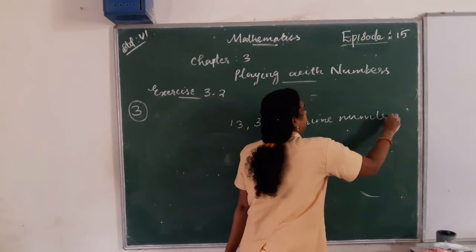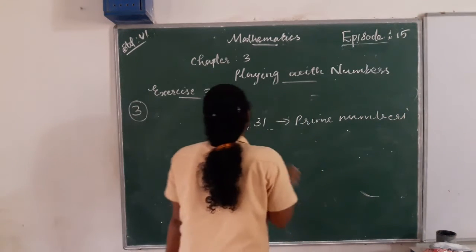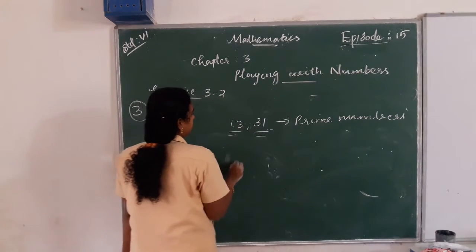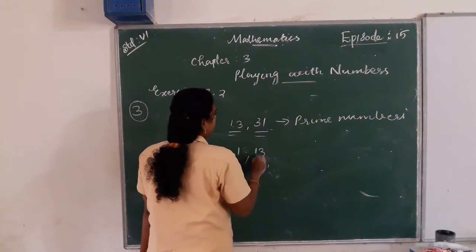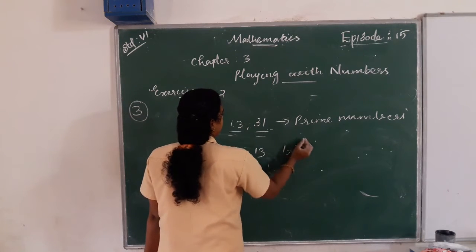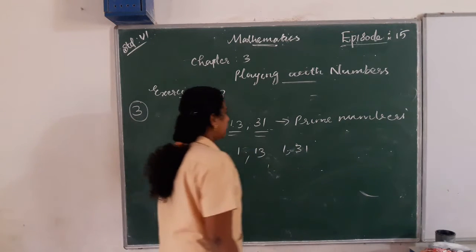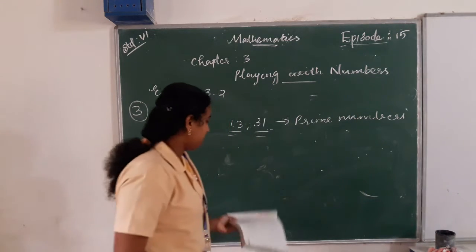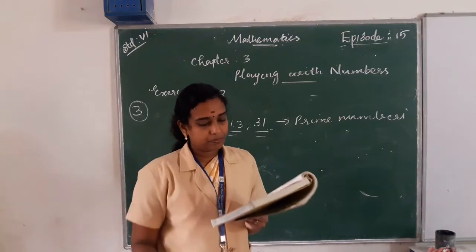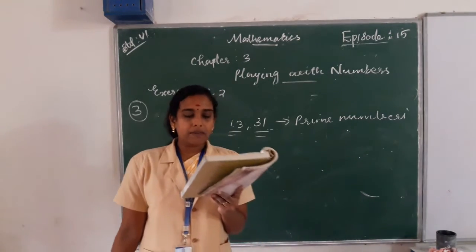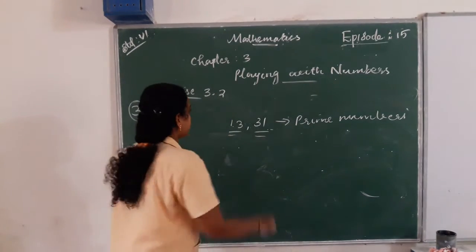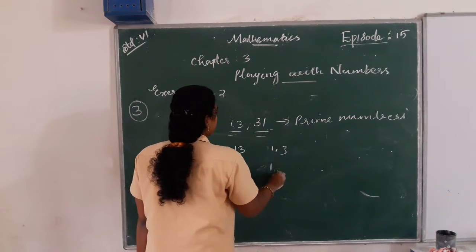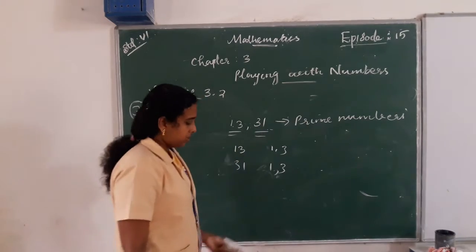13 and 31 are prime numbers because they have only two factors. That is, 13 has the factors 1 and 13, and 31 has the factors 1 and 31. So these numbers are called prime numbers. And the question: both these numbers have the same digits, 1 and 3. Yes, 13 has the digits 1 and 3, and 31 also has the digits 1 and 3.